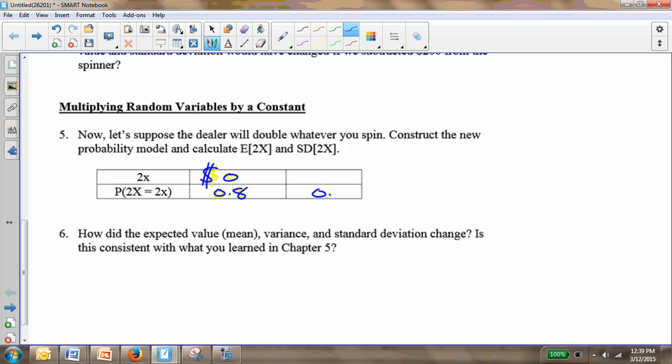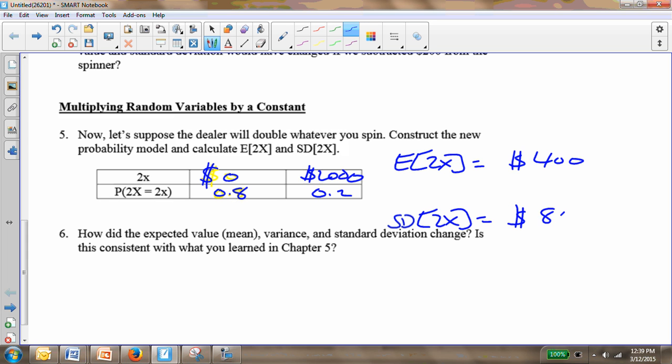All right, and then 0.2 of the time I'm going to spend 1,000, but he's going to double it to 2,000. So either doing it by hand or using your calculator or doing both, you're going to figure out the expected value of 2x is $400. You should figure out the standard deviation of 2x is $800. And you should figure out the variance of 2x was, let's see, 800 squared is 64 and 4 zeros. So it should be $640,000.